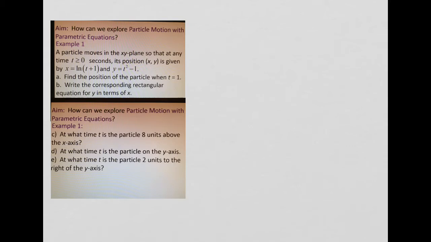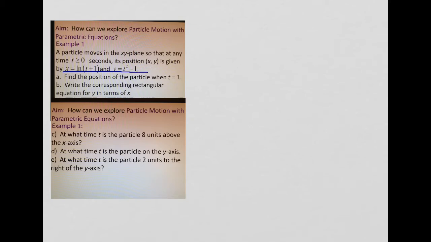And the given information. A particle moves in the xy plane so that at any time t greater than or equal to 0 seconds, its position, the ordered pair x comma y, is given by x equals the ln of the quantity t plus 1 and y equals t squared minus 1.